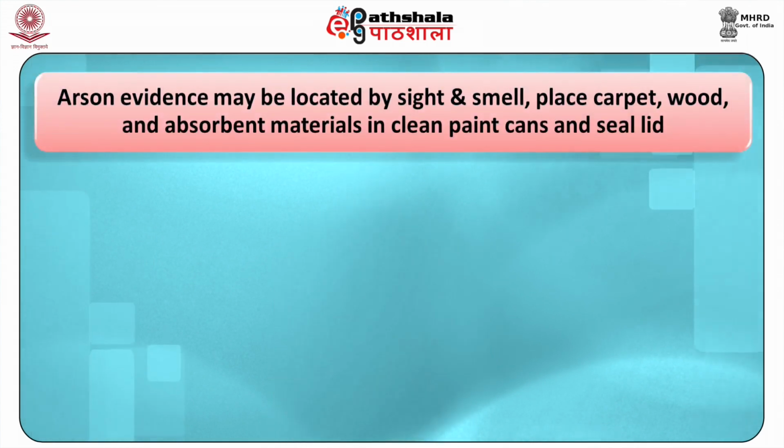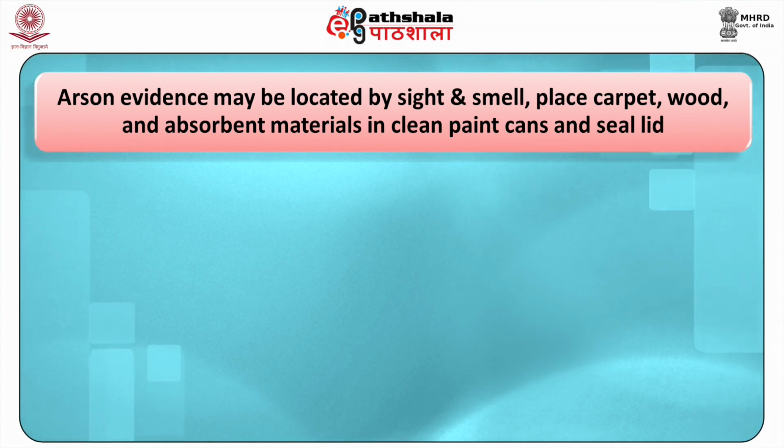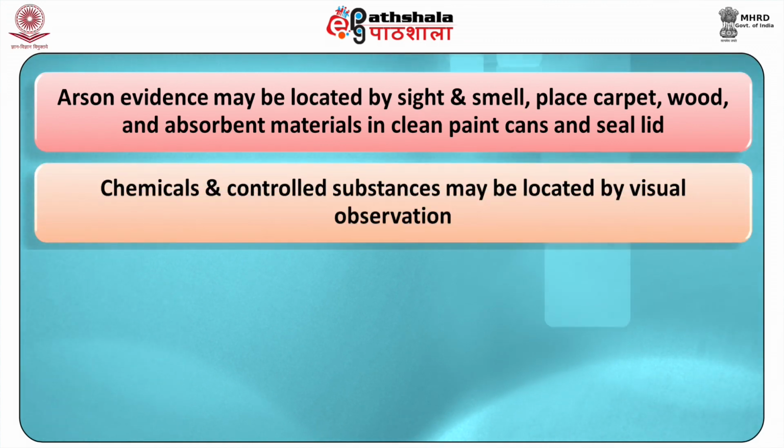Arson evidences, flammables, ignition source, etc. may be located by sight and smell. Place carpet, wood and absorbent materials in clean paint cans and seal the lid. Place flammable liquids in glass bottles with tight fitting lids. Chemicals and controlled substances such as drugs may be located by visual observation. Chemical field tests are used to classify or identify them at the scene of crime.